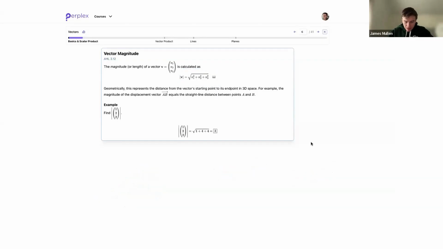Let's look at an example. Let's say I'm trying to find the magnitude of the vector 1, 2, 2. I do a square root, and I do 1 squared plus 2 squared plus 2 squared, which is 1 plus 4 plus 4. That's the square root of 9, and that is just going to be 3.